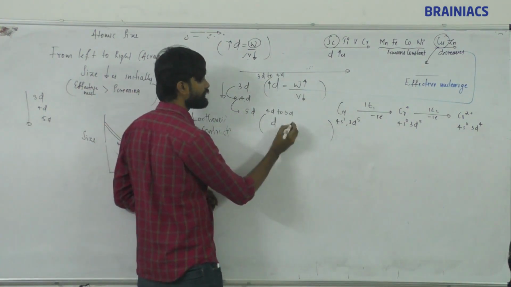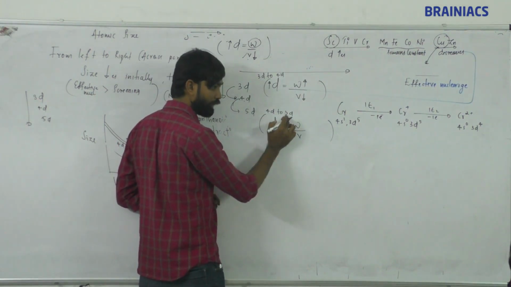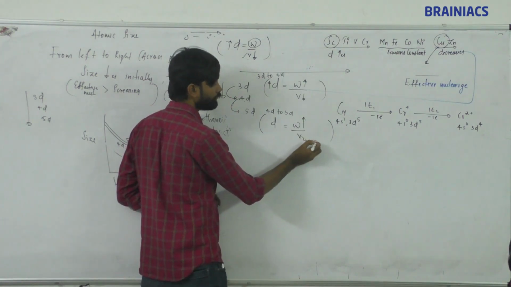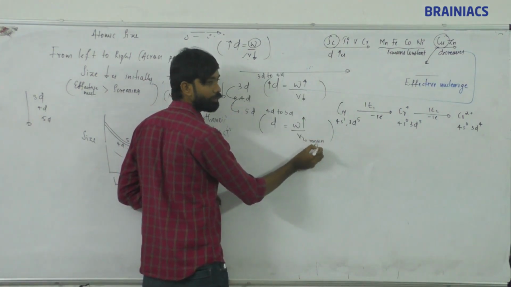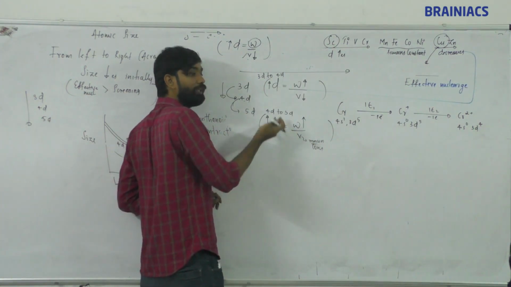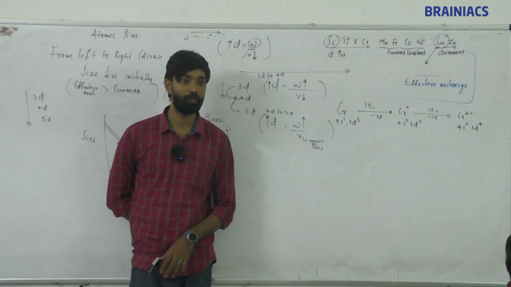So fine, density is equal to mass by volume. Comparing 4D to 5D, mass increases, but the size remains constant. So what happens? There is a greater increment in density. That means nearly doubled.